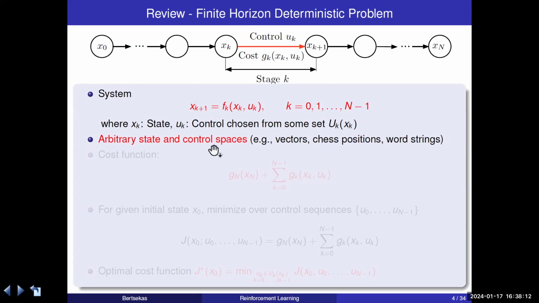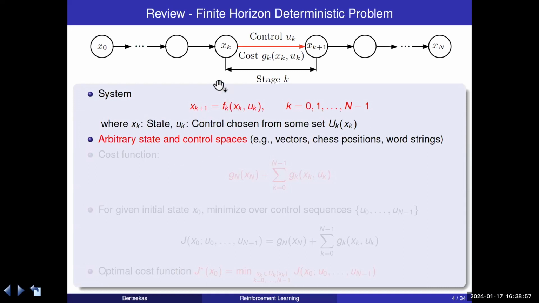Now, one thing that I mentioned last time, and I want to emphasize again, is that this formulation is very general, except for deterministic. The control and the state spaces are arbitrary. They can be vectors in some Euclidean space, Rn. They can be chess positions taken out of a finite set of all possible chess positions. They can be word strings. They can be anything. So that enhances the generality of everything we're going to discuss. We want to bring out the fundamentals at the highest possible level of abstraction so that we can apply them as generally as possible.